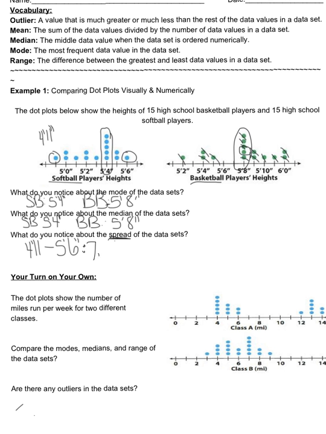which would mean that the range of the data is 7 inches. And then over here for the basketball players, it ranges from 5 foot 2 to 6 foot. So there's a much greater range here with the basketball players. So that would be for softball players. Basketball players would be from 5'2" to 6 foot, where the range is 10 inches.